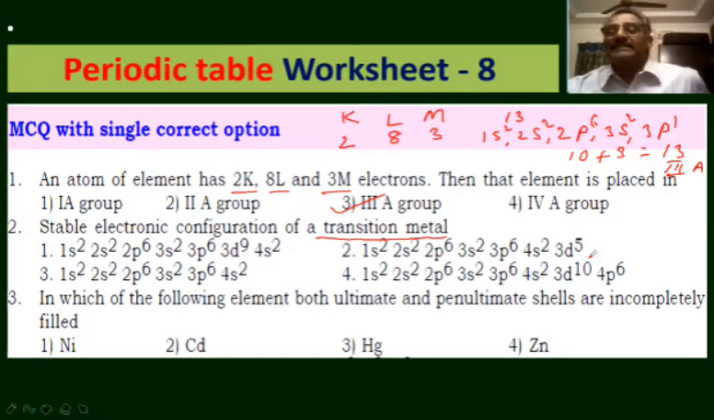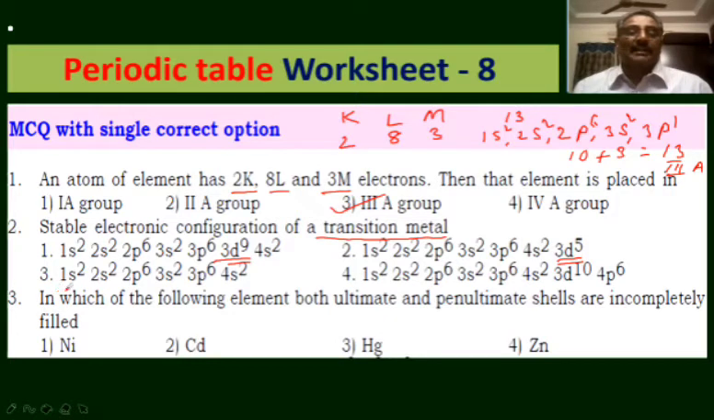So the elements which have half filled or completely filled degenerate orbitals are more stable than those with incompletely filled degenerate orbitals. So the element with the electronic configuration in the second option is more stable than the element with the electronic configuration in the first option. Both are d block elements, as the differentiating electron is in the d orbital.